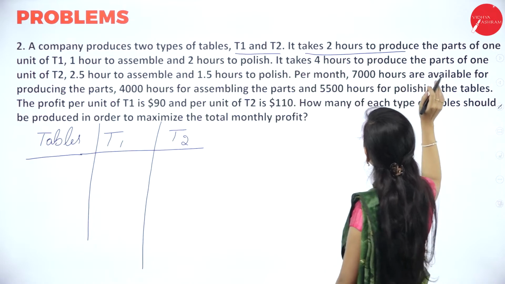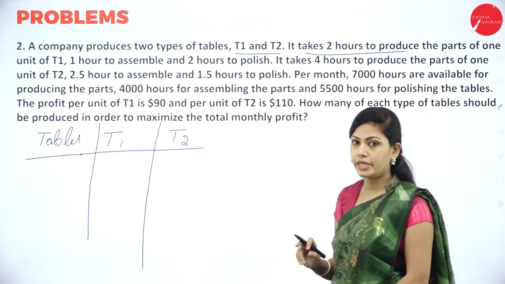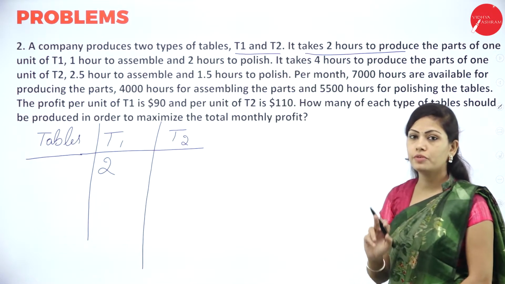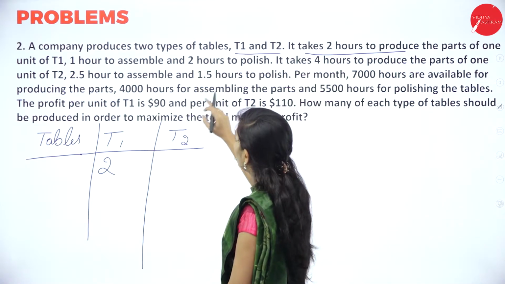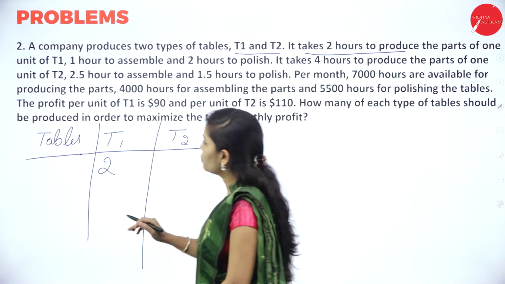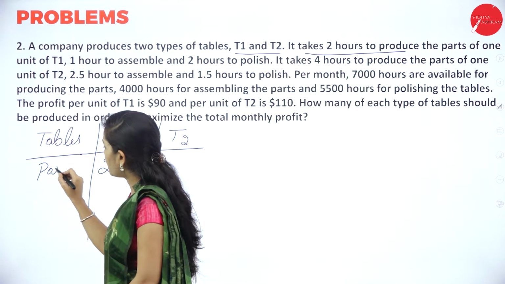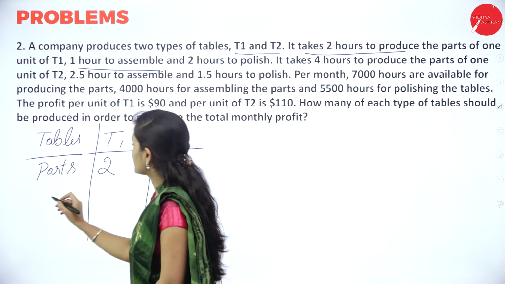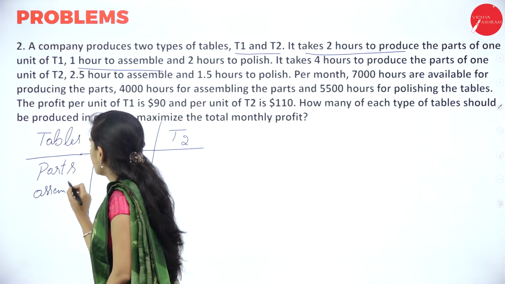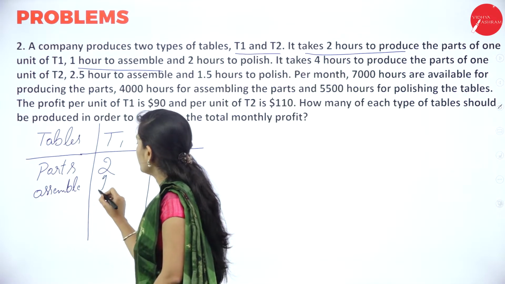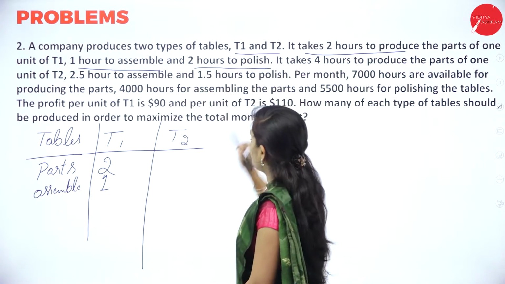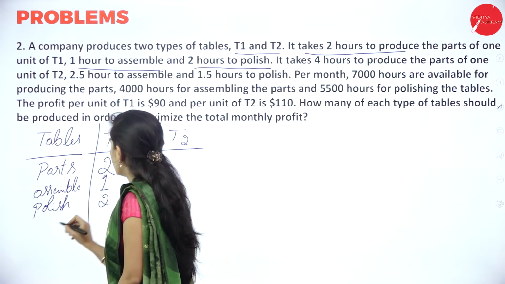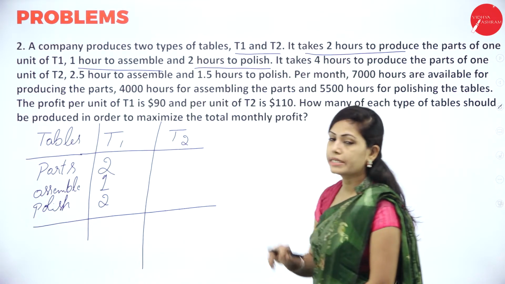It takes 2 hours to produce the parts of 1 unit of T1, and 1 hour to assemble and 2 hours to polish. That means for producing the parts of T1 it will take 2 hours and 1 hour to assemble. So for assembling it will take 1 hour, and 2 hours to polish. For polishing it will take 2 hours. That is for table 1.